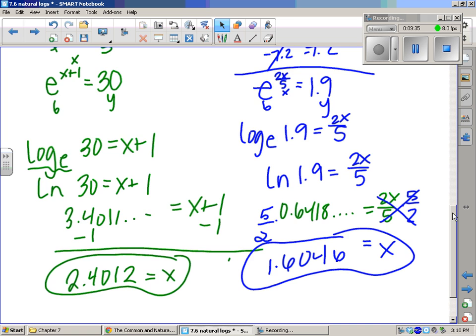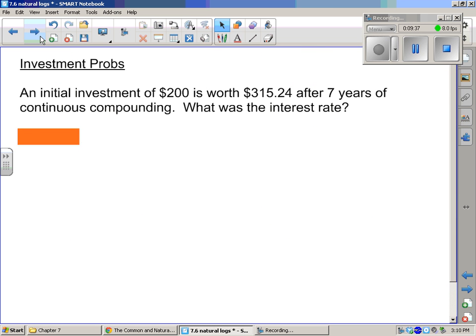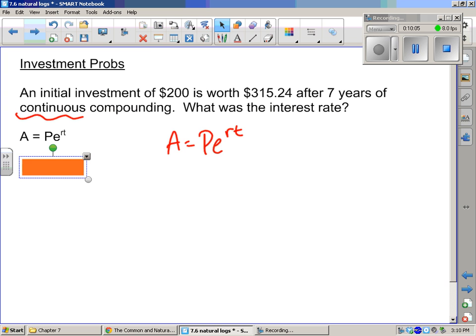So why do we need these things? There are issues out in the real world, and investments are a big part of it. So it says an initial investment of $200 is worth $315.24 after 7 years of continuous compounding. So you're telling me we're going to make over $100 by doing nothing? Yeah, if the interest rate is good enough. Nice. I think I had the formula under here. Oh, there it is. But we knew it anyway.